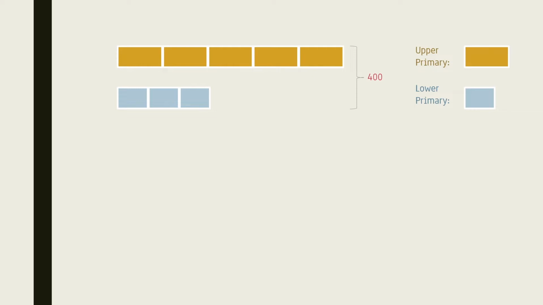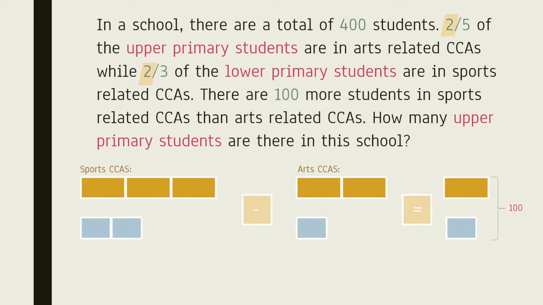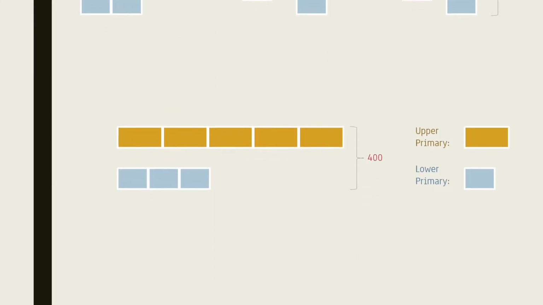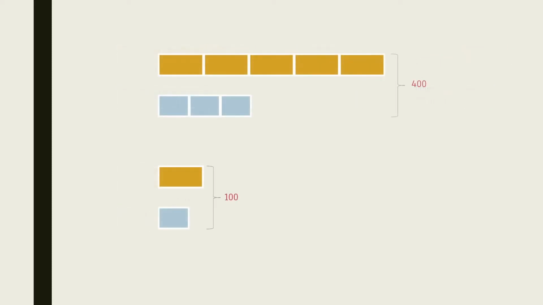However, remember that we need more information before we can solve a problem with two unknowns. The total number of students in sports-related CCAs is 3 units of upper primary students plus 2 units of lower primary students. The total number of students in arts-related CCAs is 2 units of upper primary students and 1 unit of lower primary students. Thus, by simplifying this relationship, we can see that 1 unit of upper primary students plus 1 unit of lower primary students equals 100 students. This is our second relationship. So we finally have two relationships that we can use.